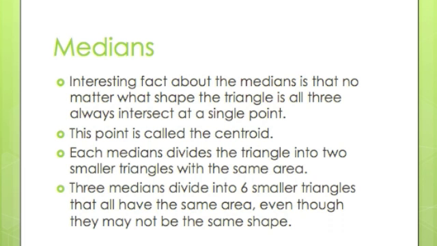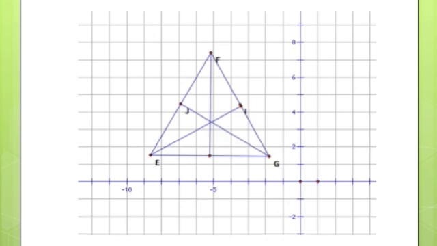An interesting fact about the medians is that no matter what shape the triangle is, all 3 always intersect at a single point. This point is called the centroid. Each median divides the triangle into 2 smaller triangles with the same area. 3 medians divide it into 6 smaller triangles that will have the same area no matter what the shape. Notice that the triangle is the same as the one shown before.